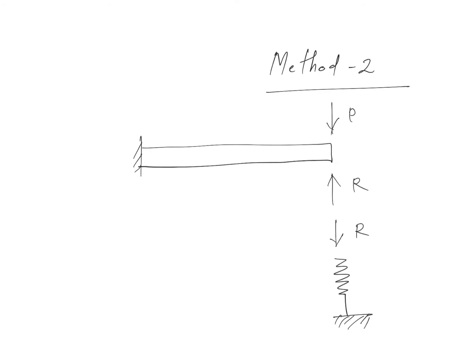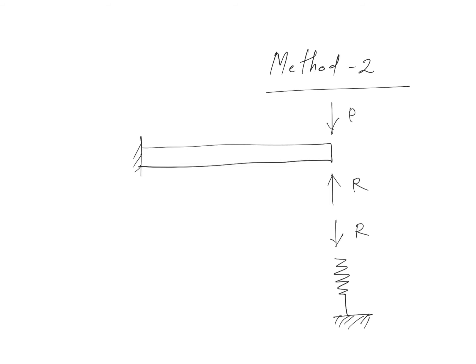Method 2 doesn't make use of Castigliano's theorem, but it makes use of a very common understanding. First, you convert the system into two systems. Now we have a spring, then we have a beam. The beam is a cantilever with a tip load of P minus R. While the spring is very simple, it is acted upon by an external force, little r.